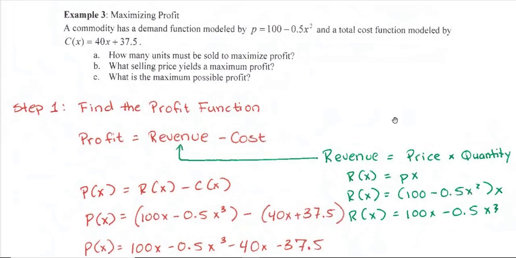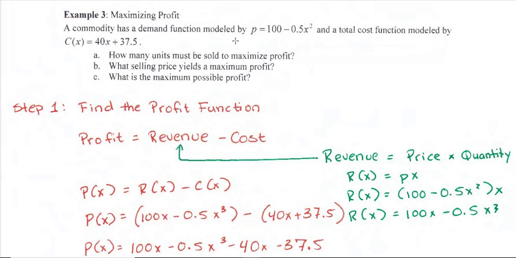Let's look at this example. A commodity has a demand function, which is 100 minus 0.5x squared. We just talked about how a demand function, this little p, is price. And a total cost function of 40x plus 37.5. How many units need to be sold to maximize the profit? What price will give us that maximum profit? And what is that maximum profit?